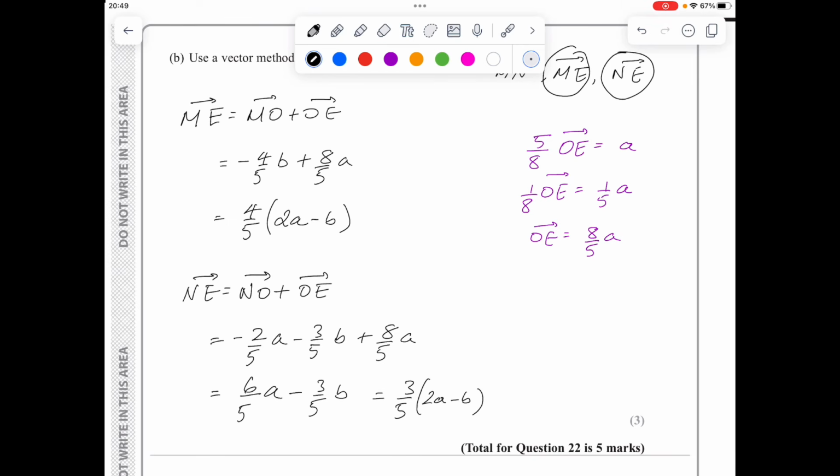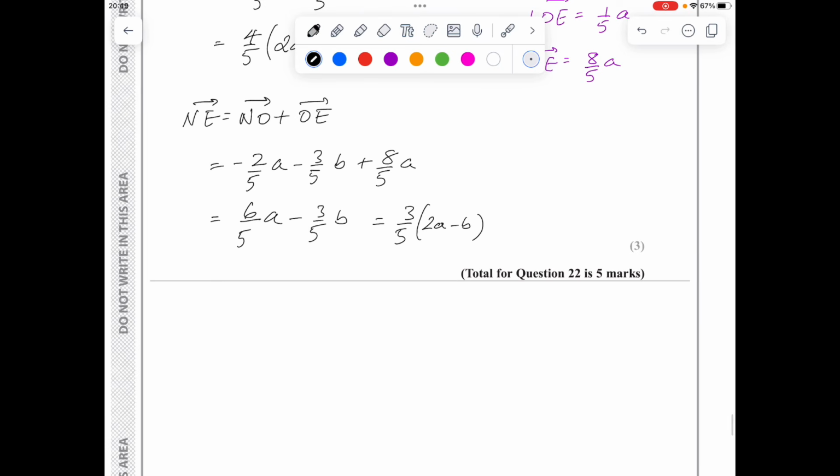So what I have shown now is that the vector ME and the vector NE are parallel, and they also have a point in common, that's point E. So MNE is a straight line. I can write this as a conclusion.